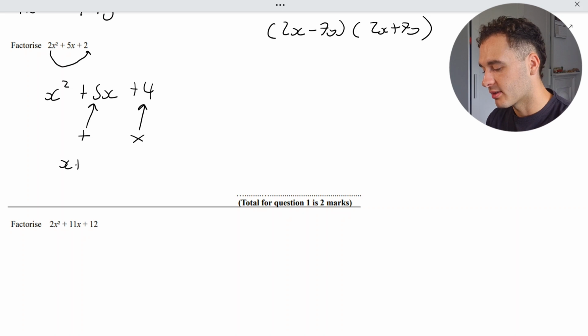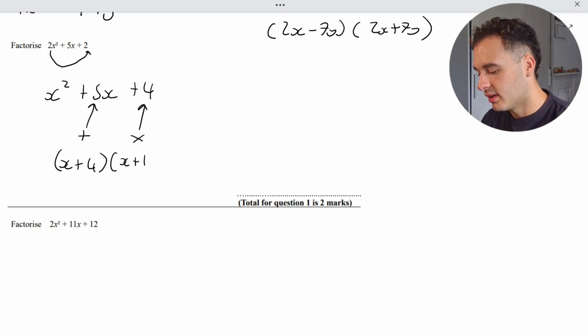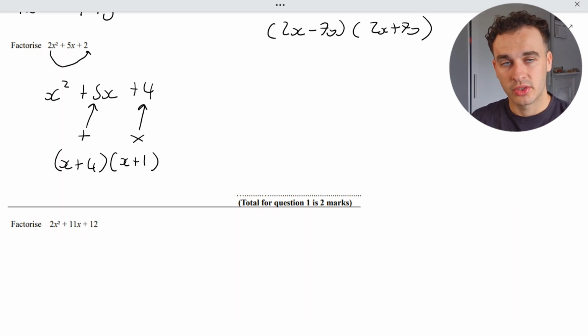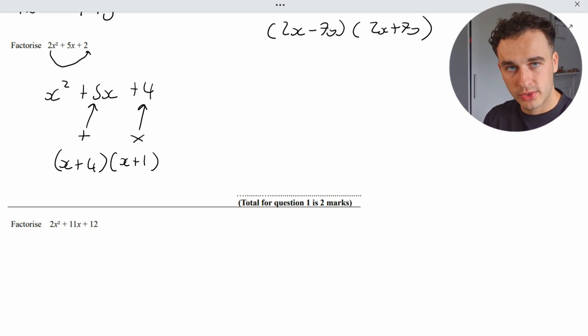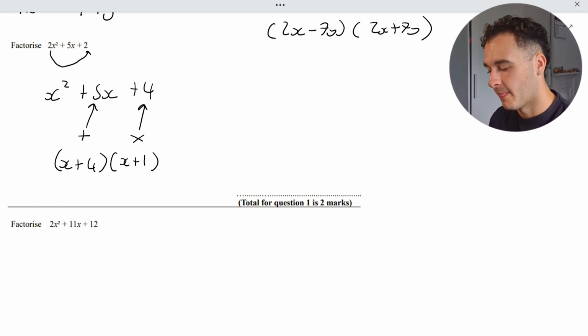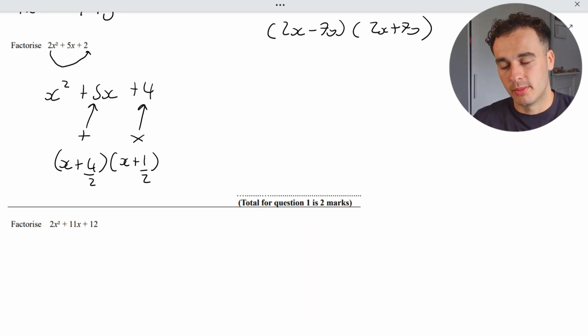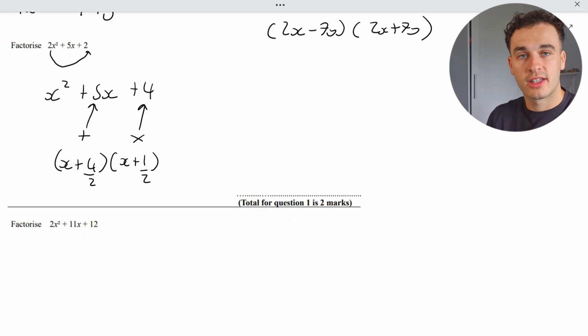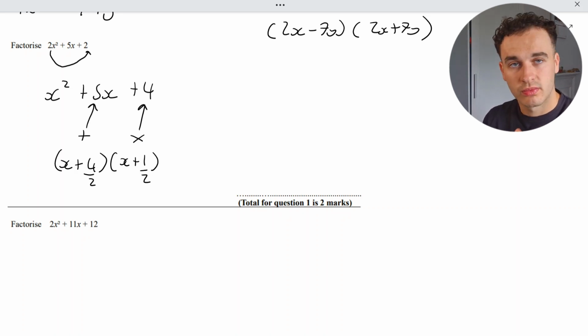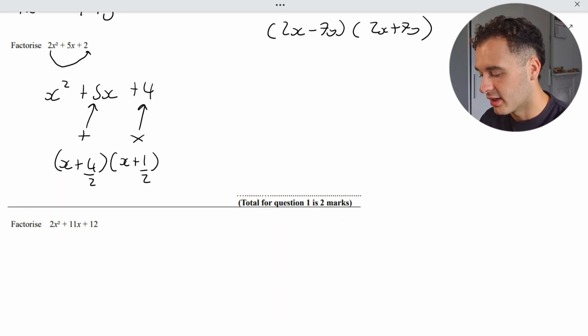So our answer would be x plus 4, x plus 1. But you cannot forget what you did at the start. You multiplied that number by 2. So what you do now is you divide both of the numerical terms by 2. And if they divide and make a whole number, you just write it like that. So 4 divided by 2 is 2. So this goes to x plus 2.